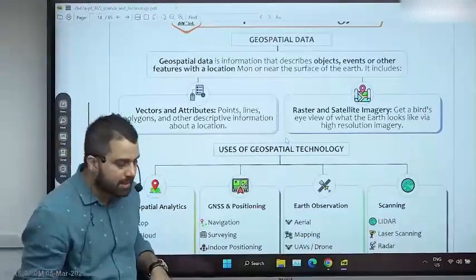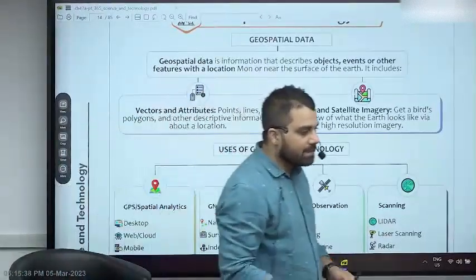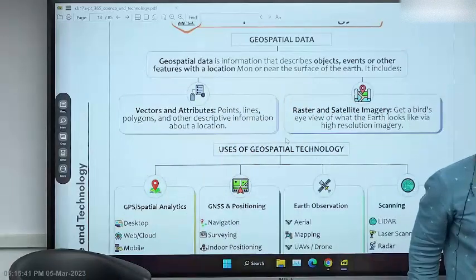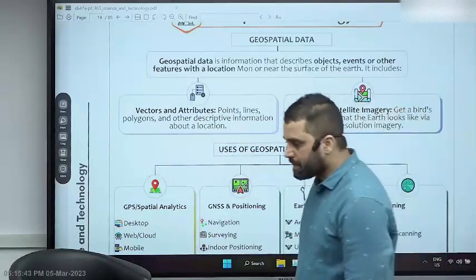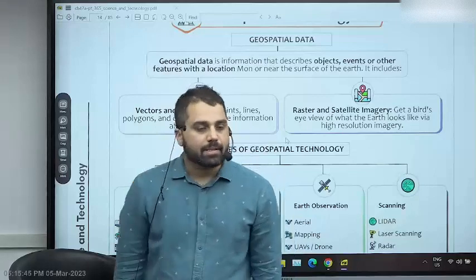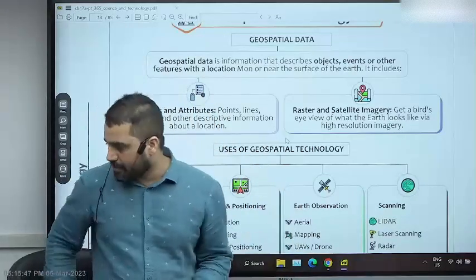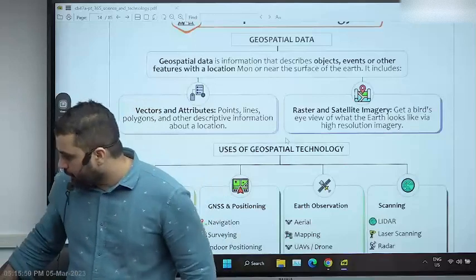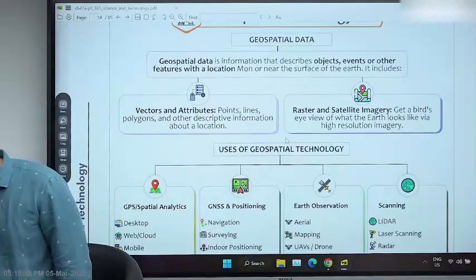So geospatial data can be represented with either the help of color combination with the help of images, or it can be represented with simply simply by lines, figures, etc. Lines, points, etc. And that can be called raster data.